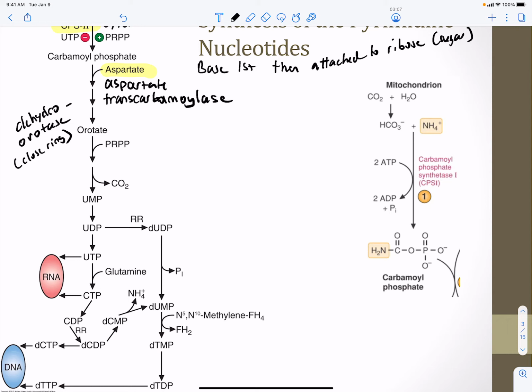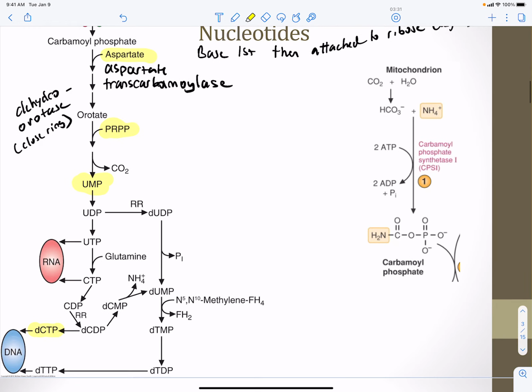And so orotate is going to be added to our activated sugar that we talked about in our purine synthesis. And orotate will initially form UMP. Okay, and then UMP can go on to form our other nucleotides, our cytosine and our thymidine, shown there.